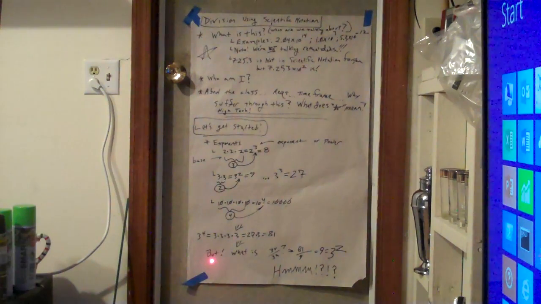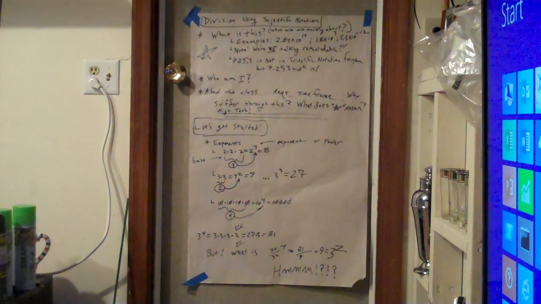But, wait a second. Let's start talking about division. After all, this is about division here. What is 3 to the fourth divided by 3 squared? Well, we know that 3 to the fourth is 81, and we know that 3 squared is 9. So 81 divided by 9 equals 9, which is 3 squared.